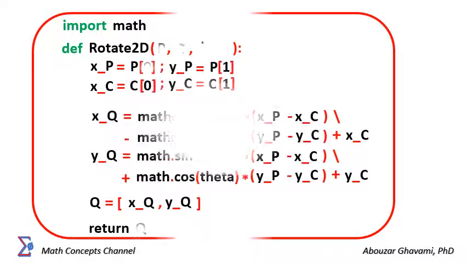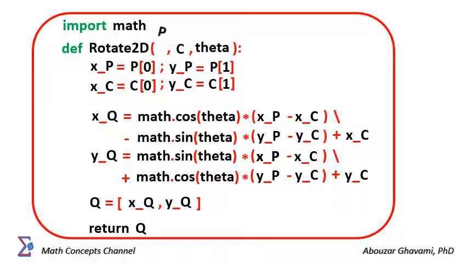Here is the Python function that inputs rotating point P, center point C, and angle theta and returns the rotated point Q. Let's see the performance of this function with an example.